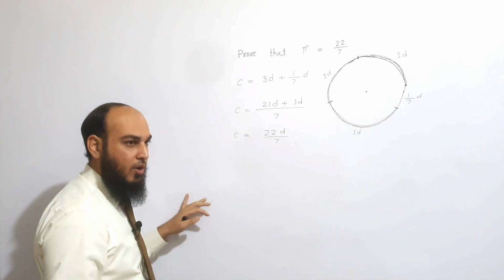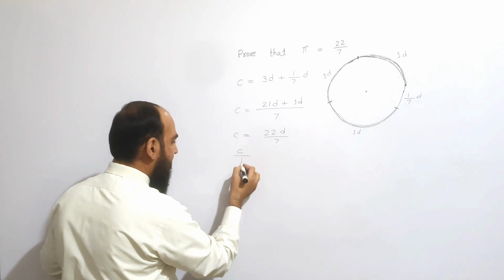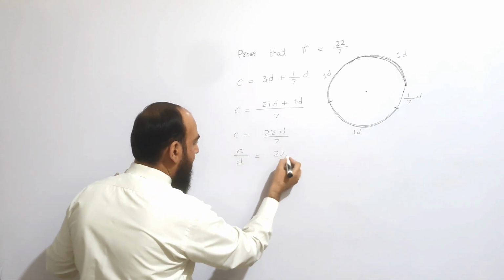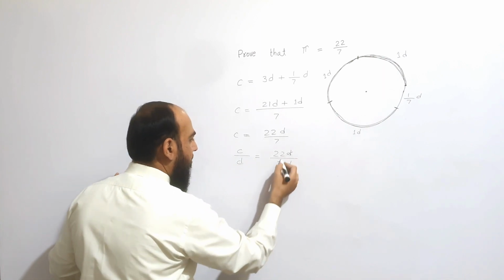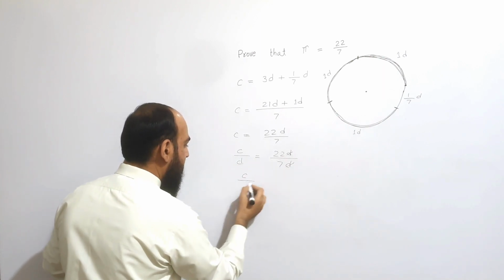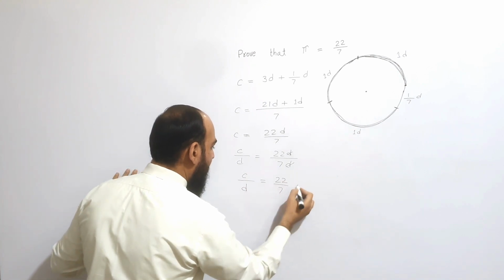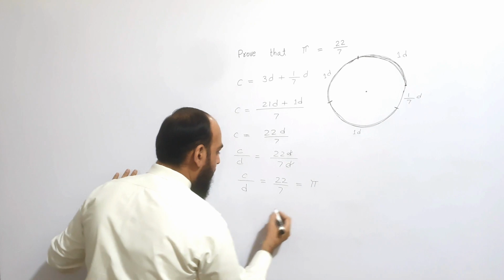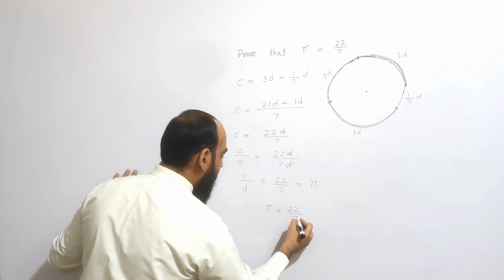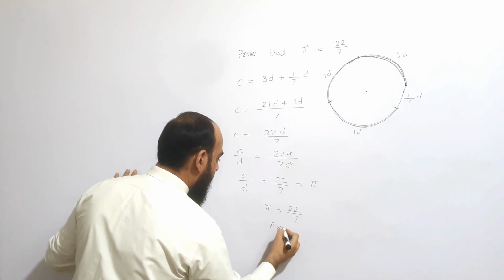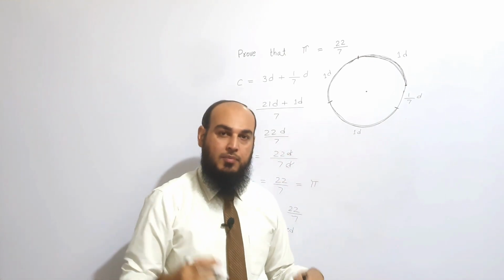Now you have to divide by diameter on both sides. Okay, like this: 22 diameter over 7. Cancel diameter with diameters, circumference over diameter is equal to 22 over 7, that is equal to pi. You can write it like this: pi is equal to 22 over 7. Now this is proved. That is a very simple proof.